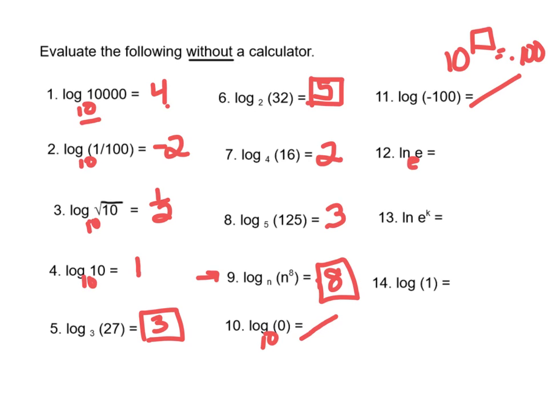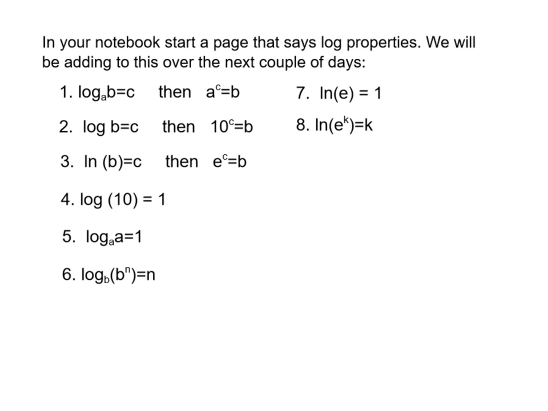Number 12 is saying e to what power is equal to e, and that would be 1. 13 is saying e to what power equals e to the k, and that's k. And this one, a lot of people have trouble with this one. It's 10 to what power equals 1, and it's 0. 10 to the 0th power equals 1. So hopefully you did well on those. Really, any of these problems that you're having trouble on, you can let me know tomorrow when I get back, and I'm happy to answer questions.